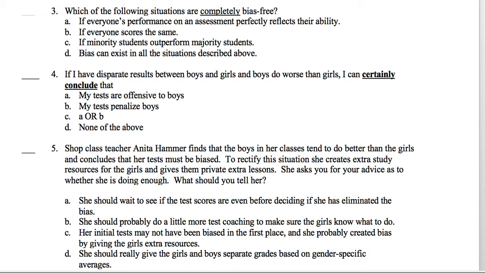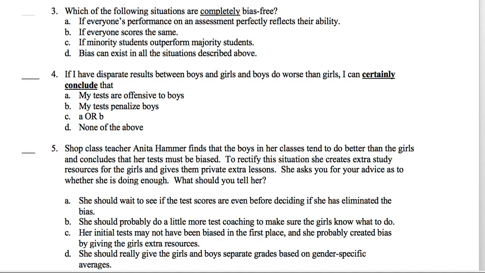Question 3, which of the following situations are completely bias-free? A, if everyone's performance on an assessment perfectly reflects their ability. B, if everyone scores the same. C, if minority students outperform majority students. Or D, bias can exist in all the situations described above.